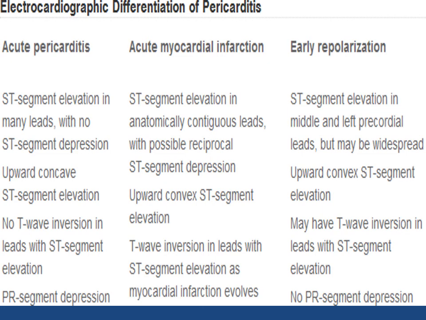This table shows the ECG differences in the case of acute pericarditis and acute myocardial infarction. In both of these cases, there is ST segment elevation. But in acute pericarditis, there is upward concavity of the ST segment elevation, and the PR segment will show depression. In acute myocardial infarction, there will be upward convexity of the ST segment, and there will be reciprocal depression in the reciprocal leads.